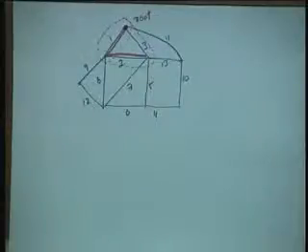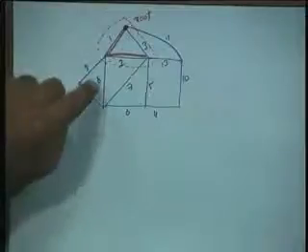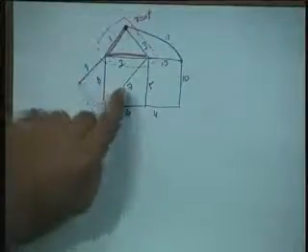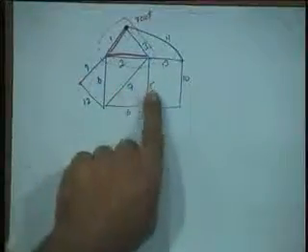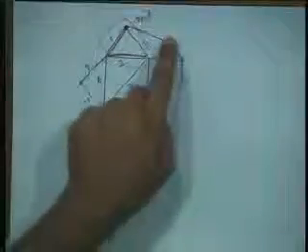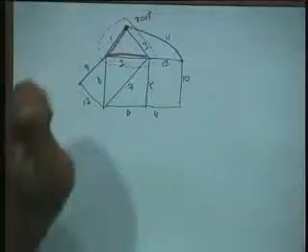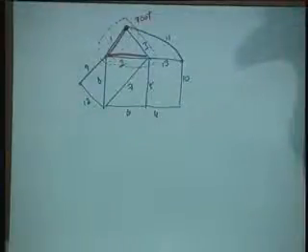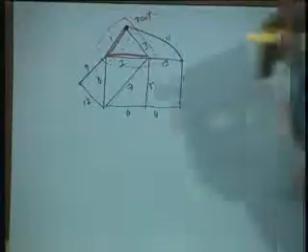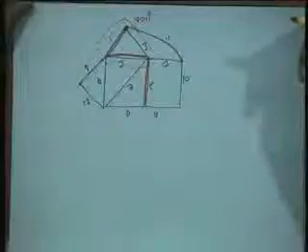So now which are the edges in the cut? 9, 8, 7, 5, 13, 11. 3 is not in the cut because both endpoints of 3 are on the same side. Yeah? So the smallest of these is 5. So this gets included.